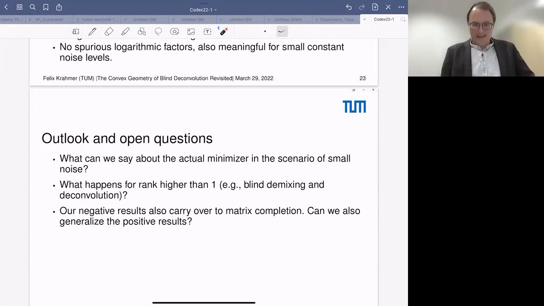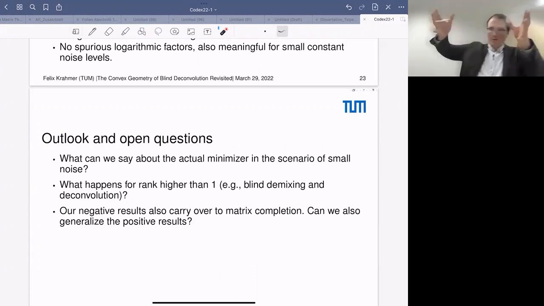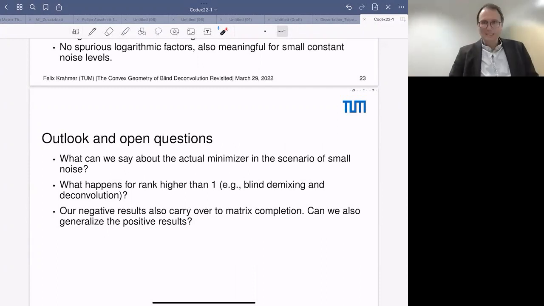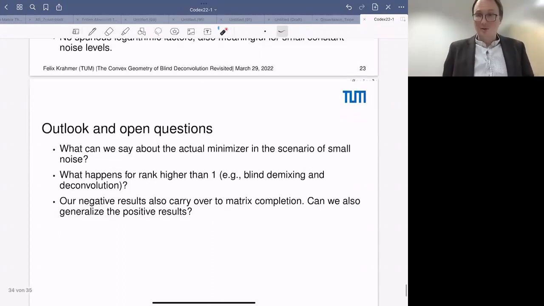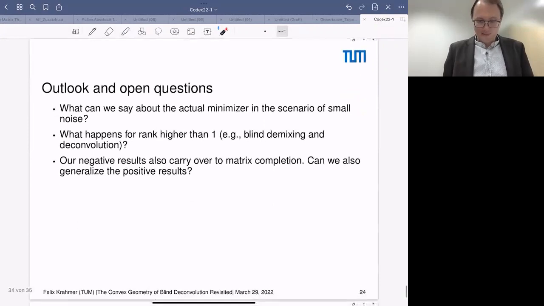And then, what happens for rank higher than 1? In this case we had only blind deconvolution, but you can have a higher rank in, for example, blind demixing and deconvolution, so that you don't have just one rank 1 component, but a superposition of multiple of them. That would show up in wireless communication applications when multiple users are all communicating at the same time and you would like to recover all the messages. It's not so clear what happens in this case, because you also get spurious dimensional factors there.